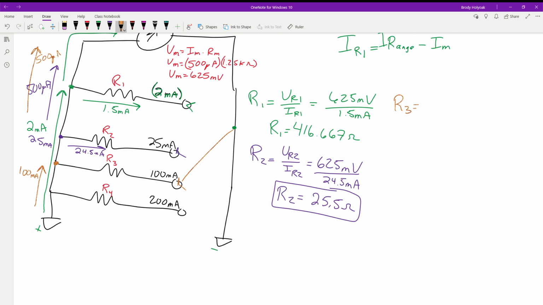Okay? So how much current do we have flowing through R3? Well, we have 500 going this direction. How much is left? Close, minus the 500 micro. So we have 99.5 milliamps. So 500 microamps is 0.5 milliamps.